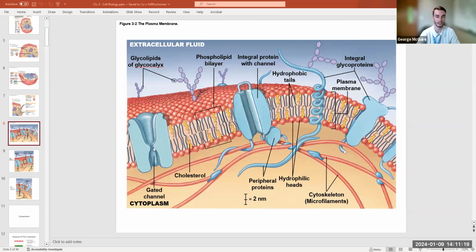Some of the proteins are gated, meaning they need to be activated in order to open. Some of them completely change shape to move a molecule from one side to the other. And then some of them are there to hold other molecules, such as these glycoproteins that we have indicated here.